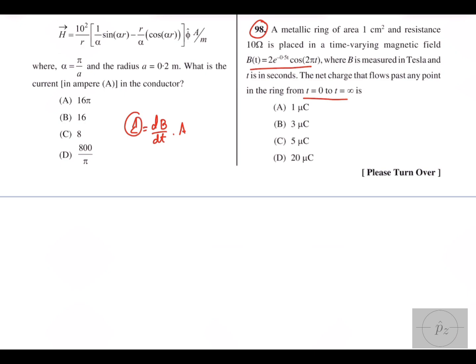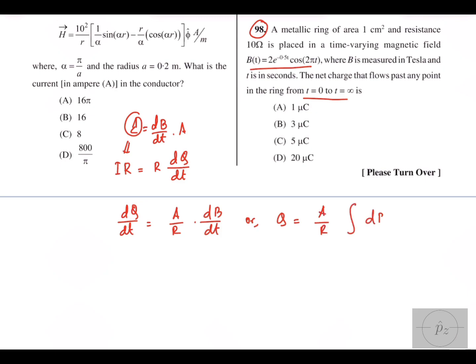So E we can write as current times the resistance, and current we can also write as the rate of change of charge, dq by dt, times the resistance. So we have dq by dt is equal to A by R dB by dt, or the net charge is given by A by R times the integral of dB from 0 to infinity, that is A by R times the change of value of the magnetic field at infinity minus 0.